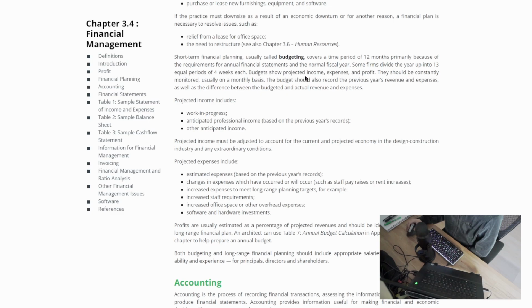Budgets show projected income, expenses, and profit. They should be constantly monitored, usually on a monthly basis. The budget should also record the previous year's revenue and expenses, as well as the difference between the budgeted and actual revenue and expenses.